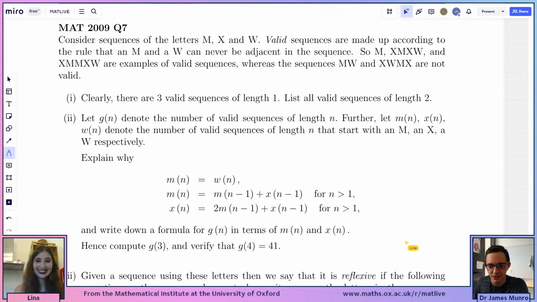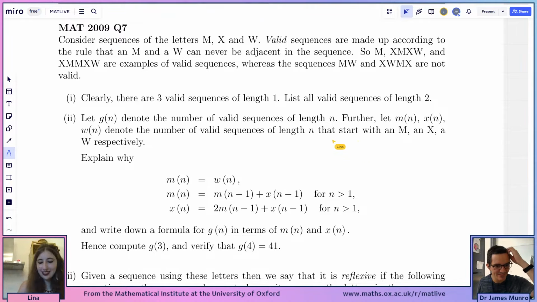Okay. Personal opinion here. The question starts with the word clearly, which I don't love in maths. You, the reader, should usually try and prove something if it says clearly, or at least think about why it's true. So I'm going to make Lena do that now, even though it's going to turn out to be easy because that's why it says clearly. Lena, please could you check that there are 3 valid sequences of length 1?